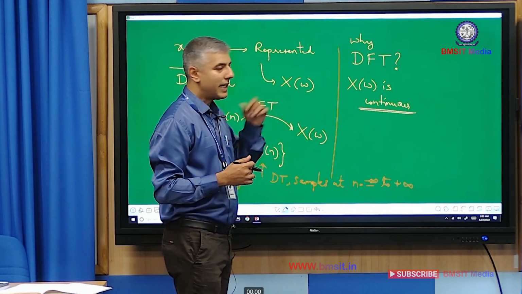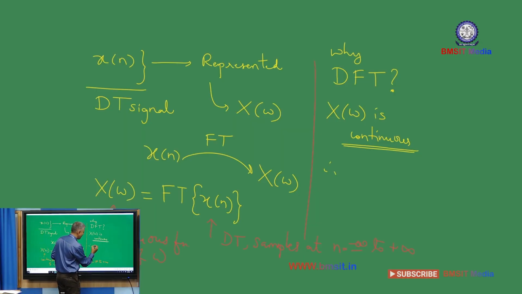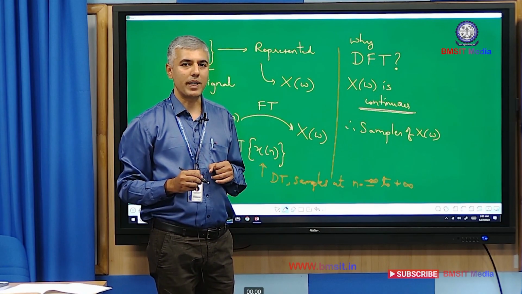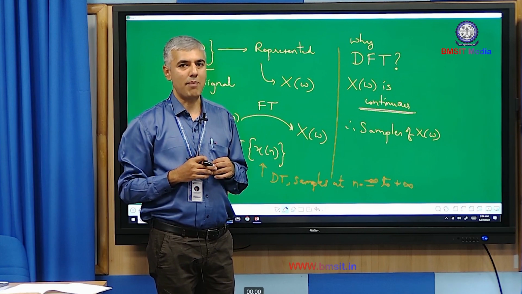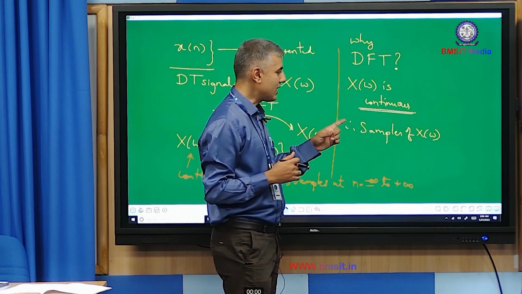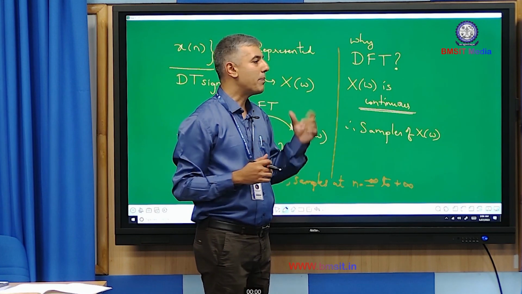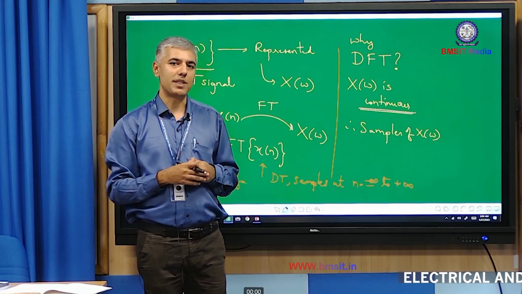So, we need to take samples. Therefore, we will take samples of x of omega. The moment you take samples of x of omega, you will get a finite set of samples, and further these samples of x of omega will be processed by the digital systems, digital computers.